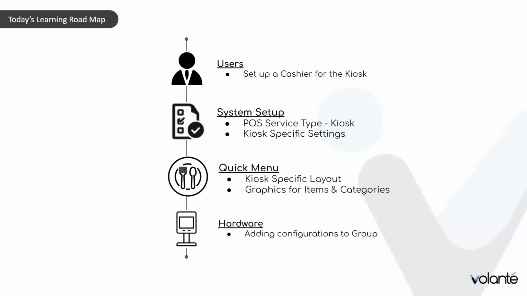We'll be taking a look at the quick menu and some of our kiosk specific layout considerations and a bit of information review about the graphics for items and categories. Lastly, we'll be taking a look at the hardware area and how we add our configurations to a group and set up ready for our kiosk. Let's go ahead and get started.